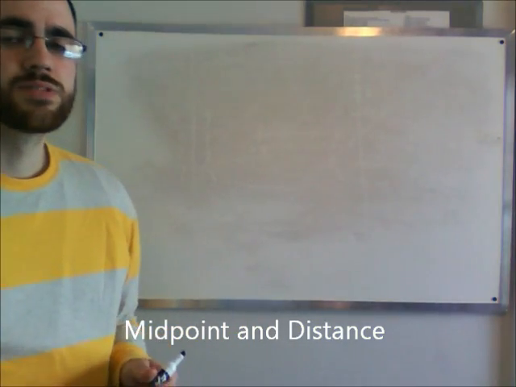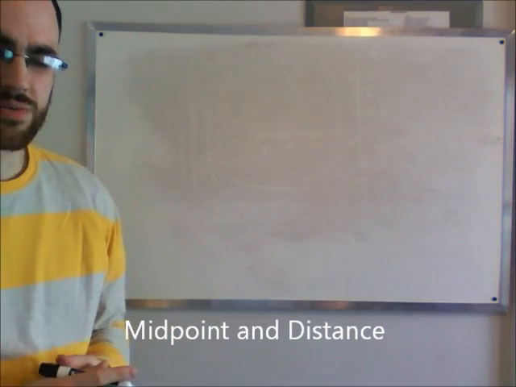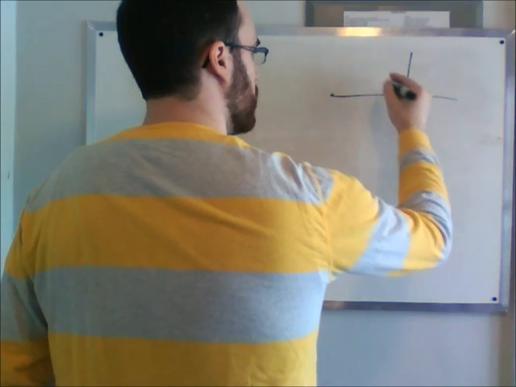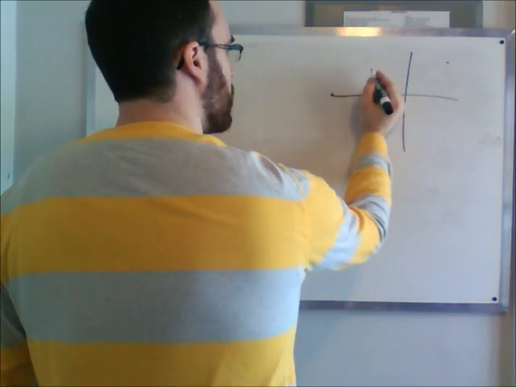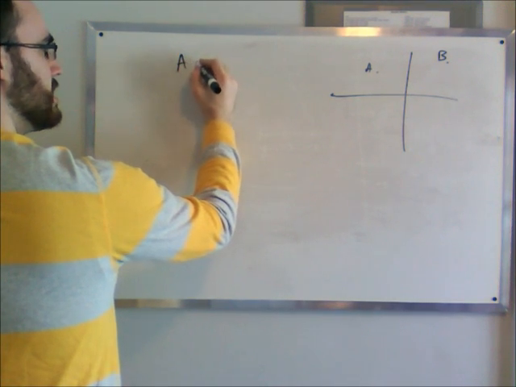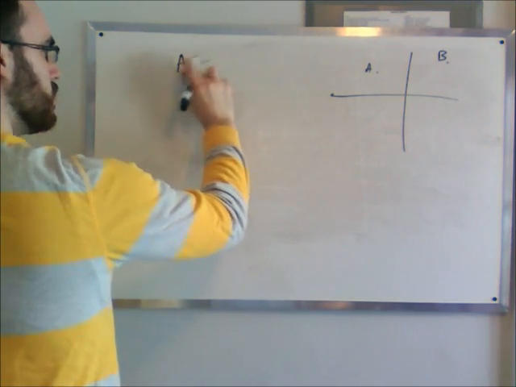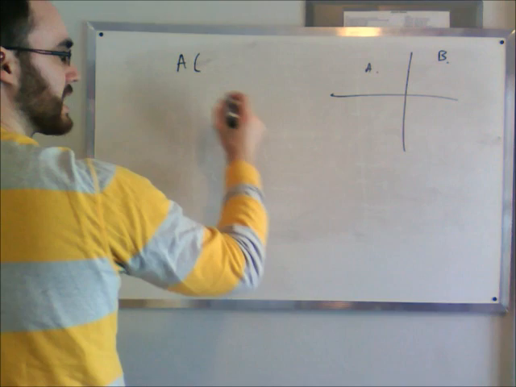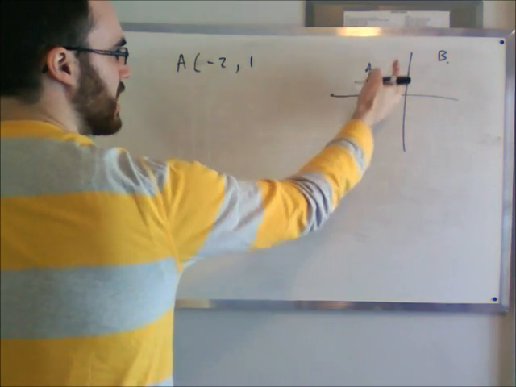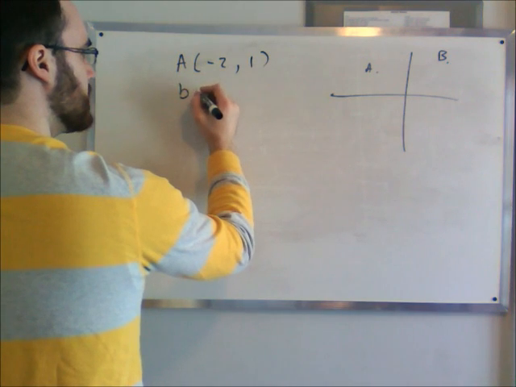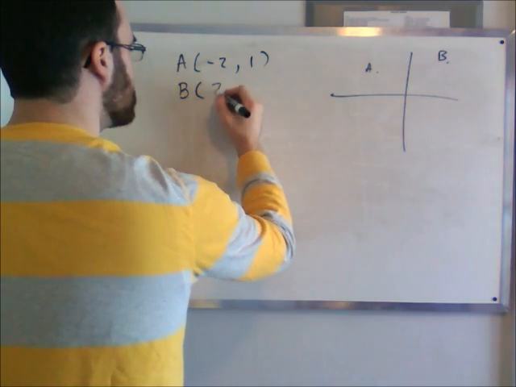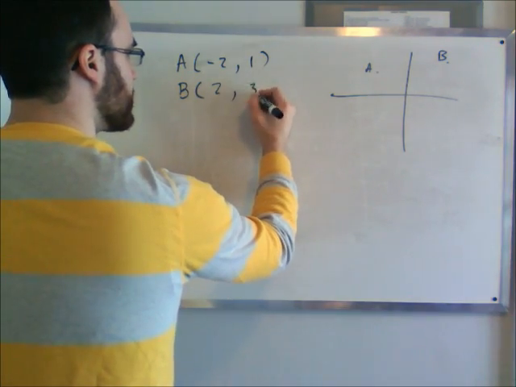So let's talk now about distance and midpoint on the Cartesian plane. If we have a distance, so let's say we have 2 points, one here and one here, and we'll call this point A and this point B. So point A, usually when we say it, we just say A with brackets. Let's say it's minus 2 and 1 in height. Point B is going to be, let's say, 2 positive and 3 in height.